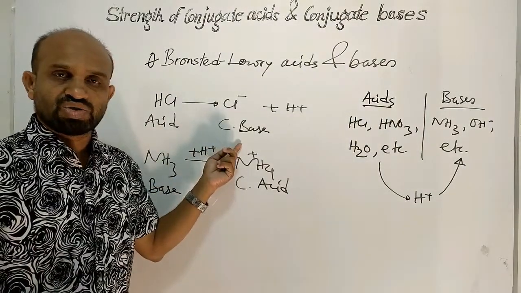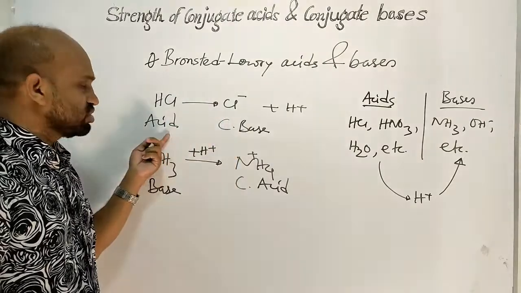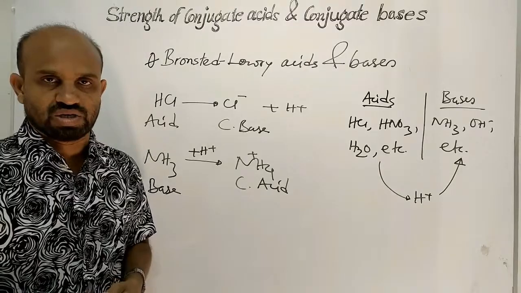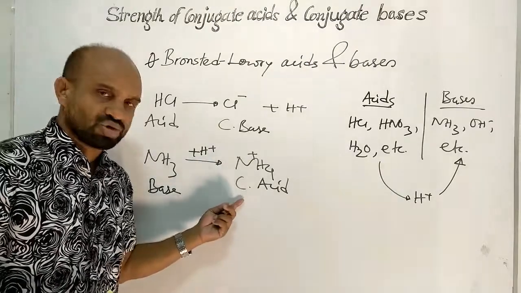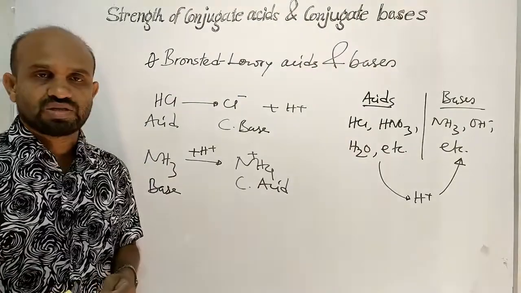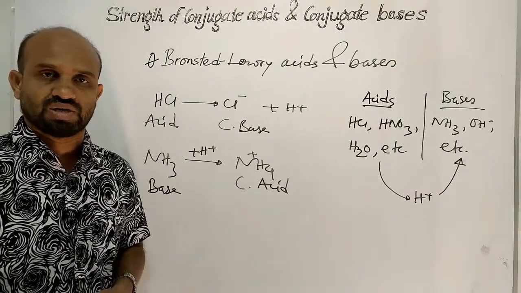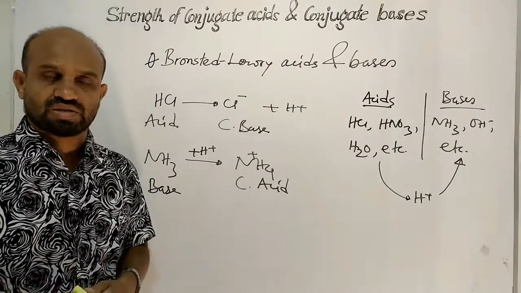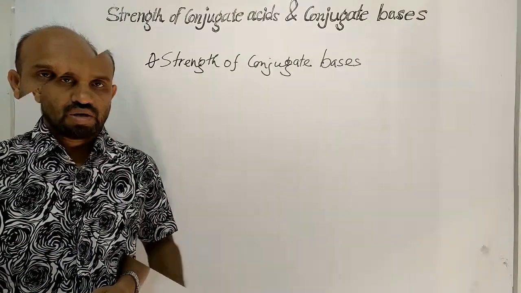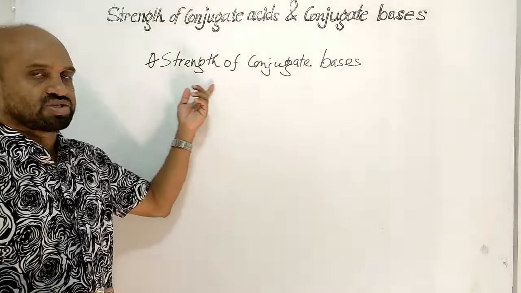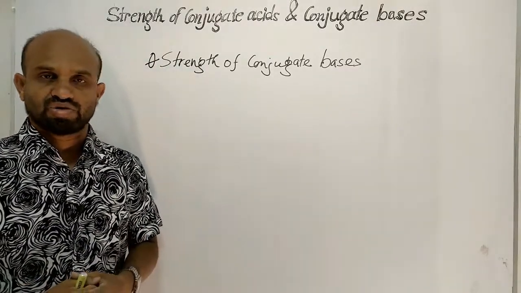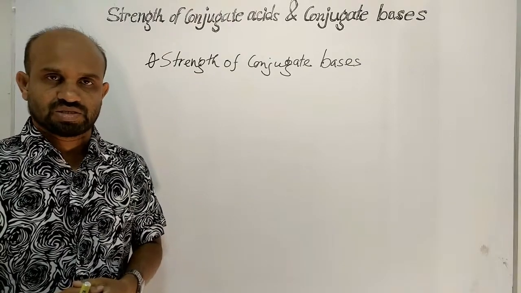Now the conjugate base which is produced from acid, whether this is stronger or weaker, and the conjugate acid produced from base, whether this is stronger or weaker. This is today's lesson, so let's go to the detail. Now the point is strength of conjugate bases. We all know that conjugate bases are formed from acids.